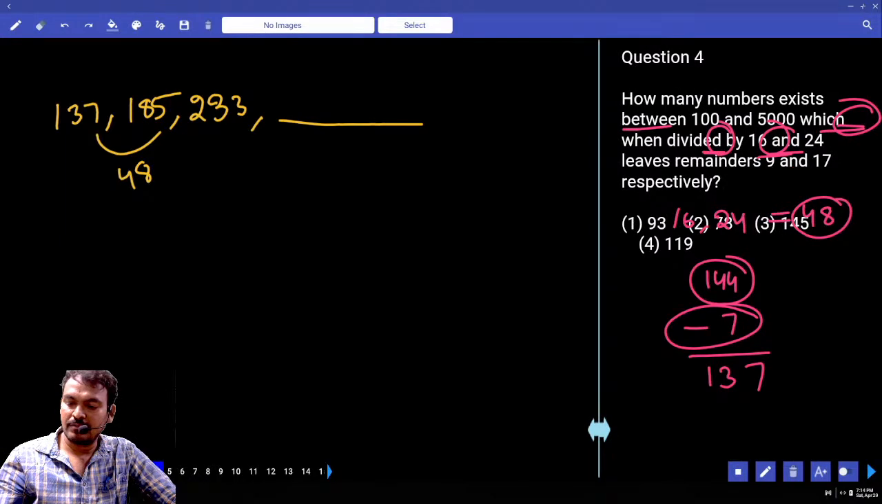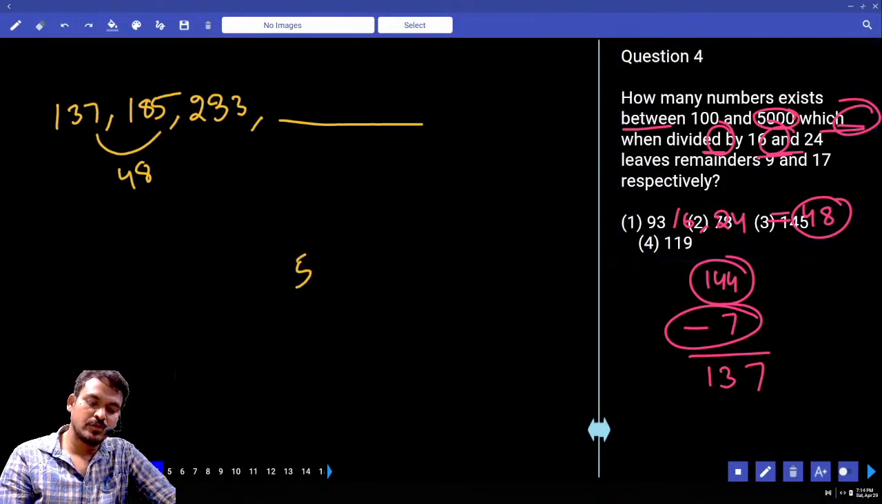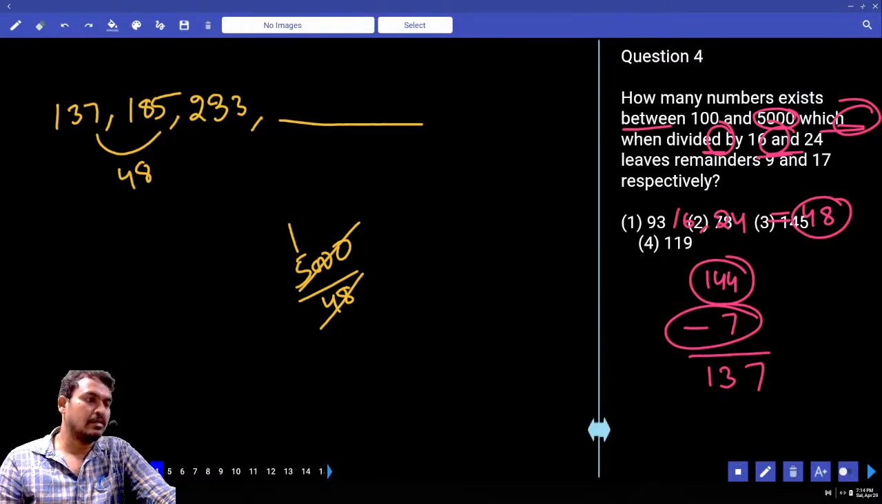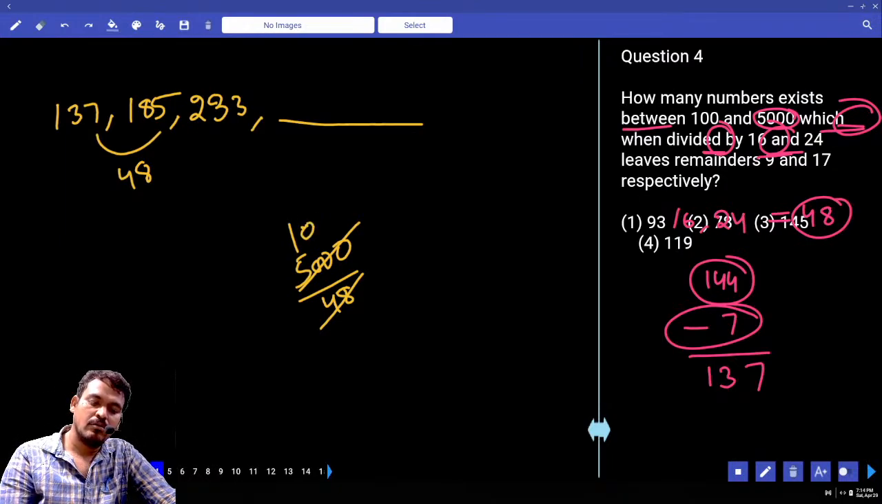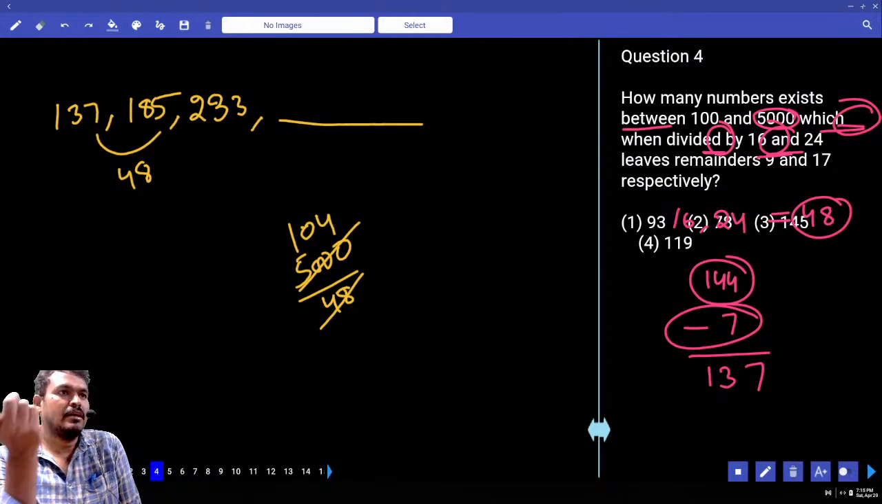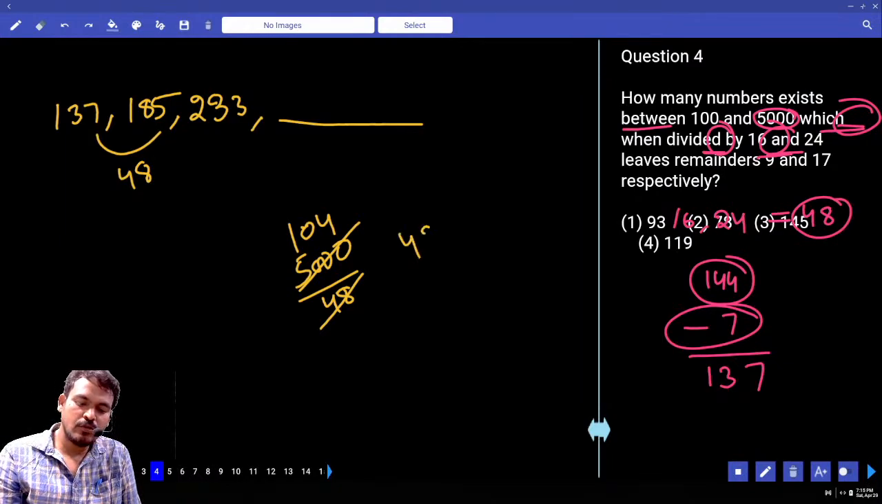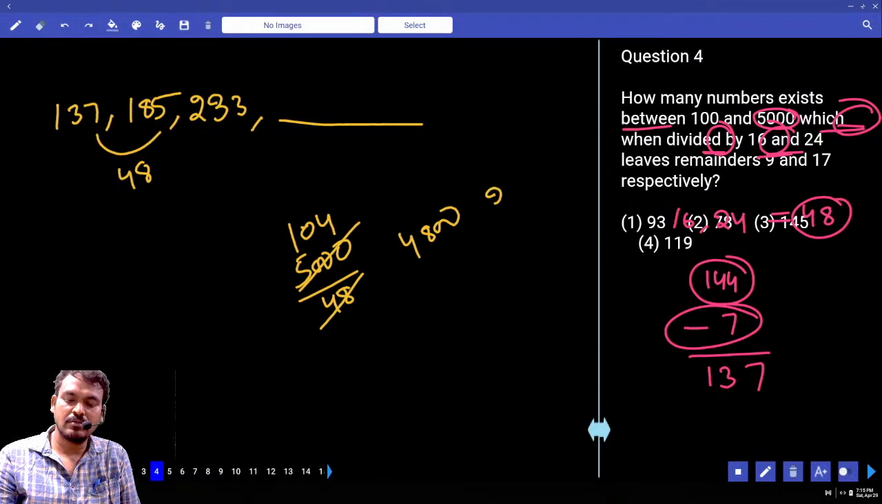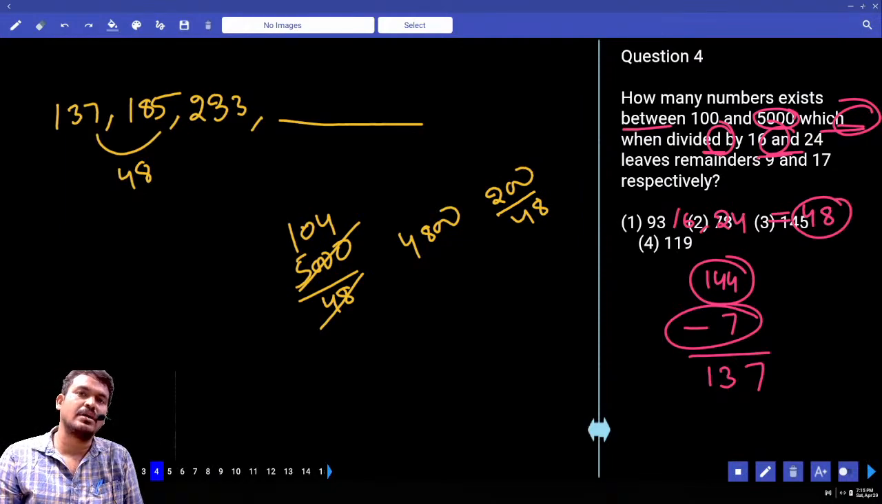What is the largest number here? 5000. That is divided by which one? 48. 48 ones are how much? 48. What is the remaining? 200. 200 means, it is 4 or not? 48 4s are how much? 48 100 times how much? 4800. What is the remaining? 200 or not? 200 is divided by 48. How many times is it divided? 4 times or not? What is the remaining value we are getting?